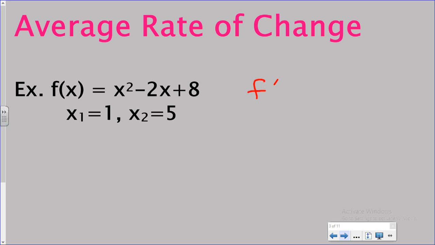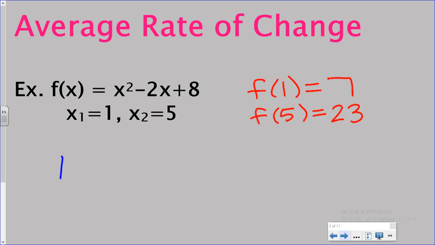Okay? F of 1. What is f of 1? 1 squared minus 2 times 1 plus 8. 7. F of 5. F of 5 would be 5 squared minus 2 times 5 plus 8. 23. Okay.